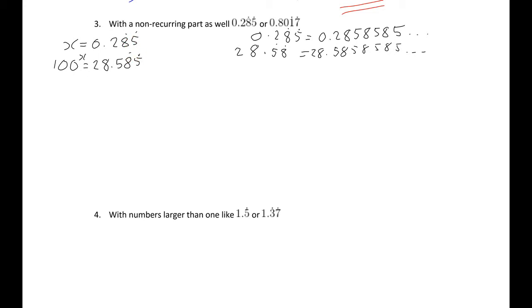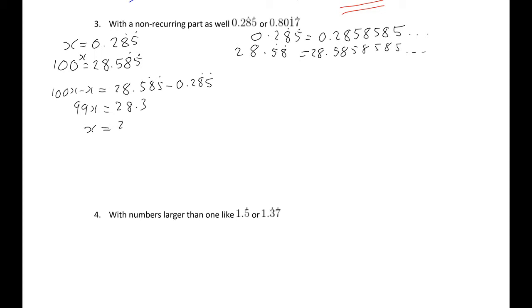Ooh, and that should have been 100x. So now we do 100x minus x on the left hand side, and that equals 28.585 recurring minus 0.285 recurring. Okay, 100x minus x is 99x, and on this side we have 28.585. Well, the 85s are going to cancel with the 85s all the way down, so we're going to have 28.5 minus 0.2, which gives us 28.3. Okay, well, that's not very nice.